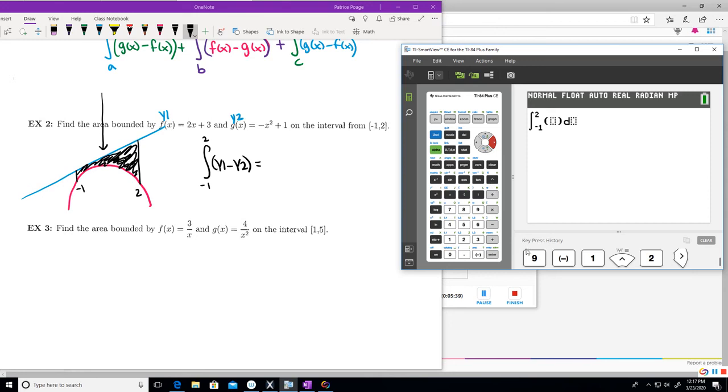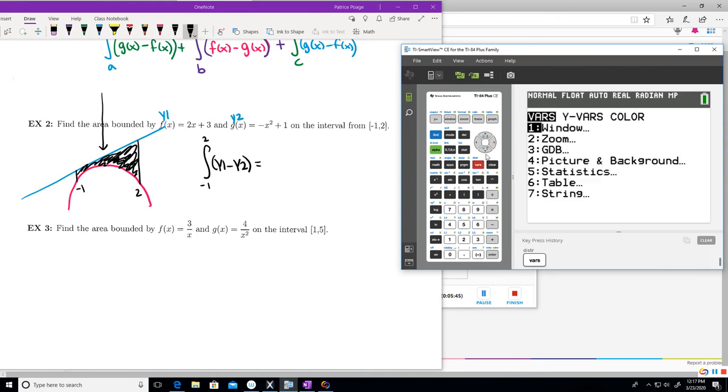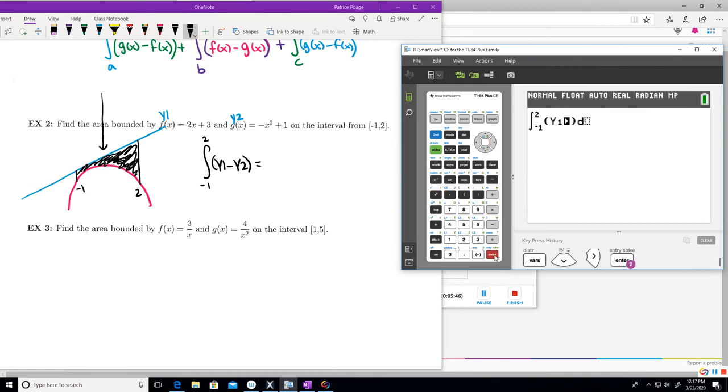Now, if you have a TI-83, the first thing you do is type in y1 minus y2. So I'm going to go to vars, y-vars, function y1 minus vars, y-vars, function y2. And this is with respect to x. And we get 12.